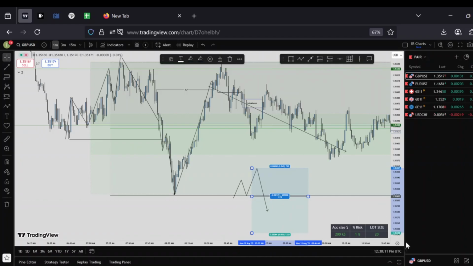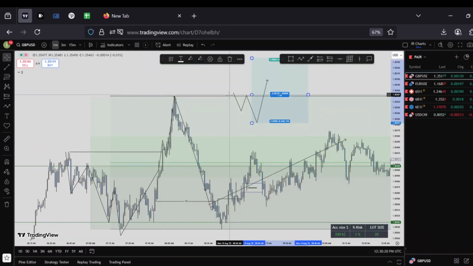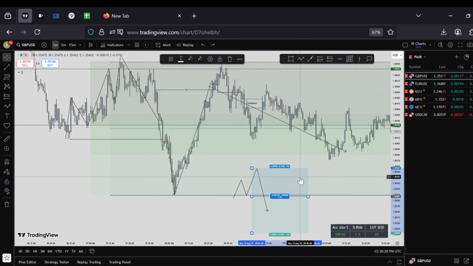You just flip the chart. When price creates a lower low, lower high, lower low, and then breaks the lower high, enter for a buy. So that is just it in a nutshell.